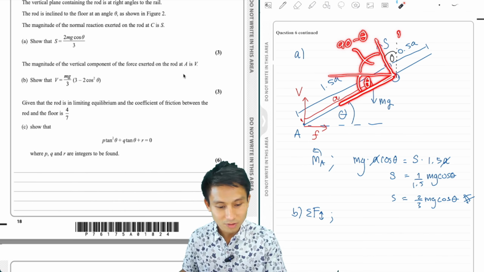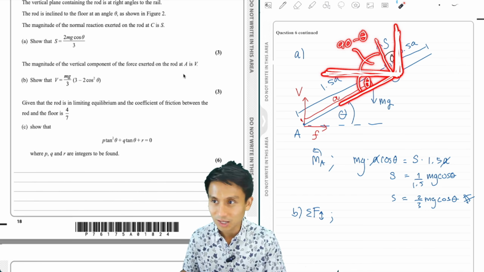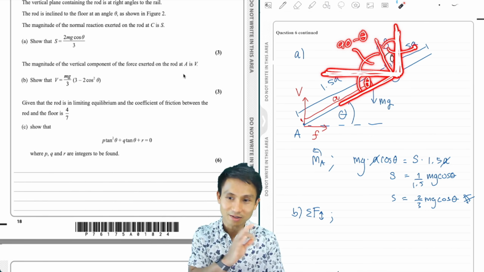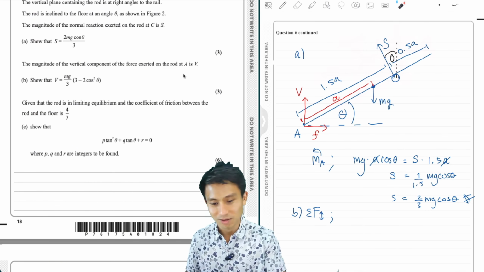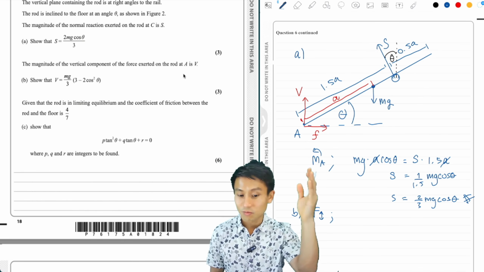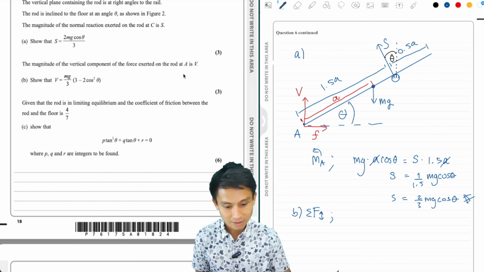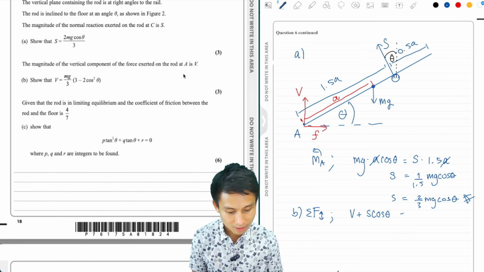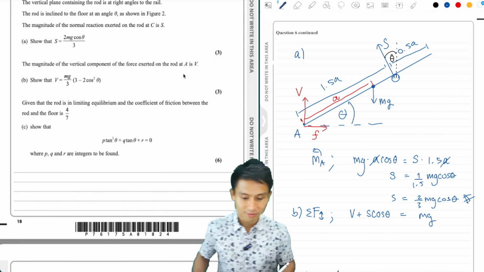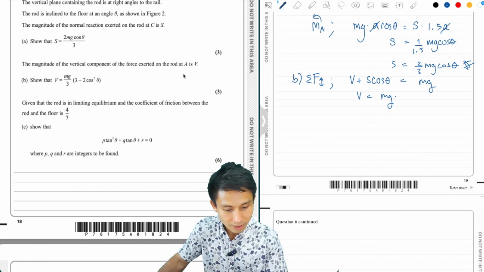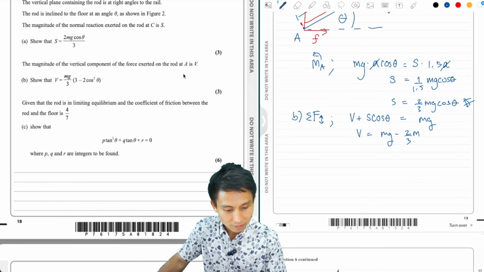Okay? Well, this is also 90 degrees, right? This one. I hope you see the animation there. That makes this 90 minus, in brackets, 90 minus theta, which makes it theta. Okay, so I'm just proving that that is theta there. Then the vertical component of S there would just be S cos theta. So we have V plus S cos theta equals mg. That's just the vertical force balance, right? So V is just mg minus S, which is 2 over 3 mg cos theta.